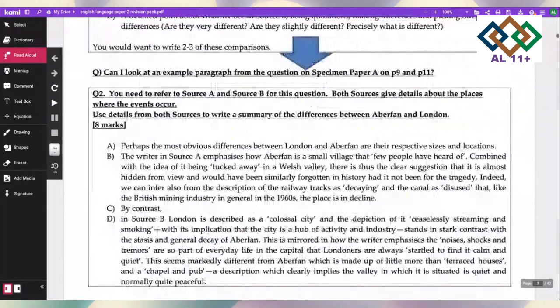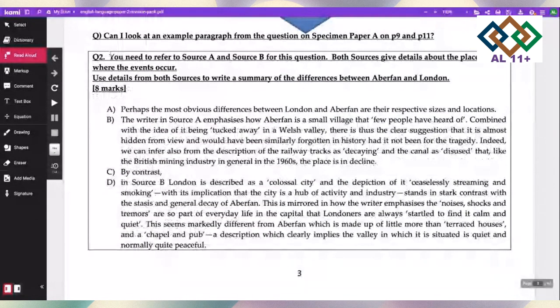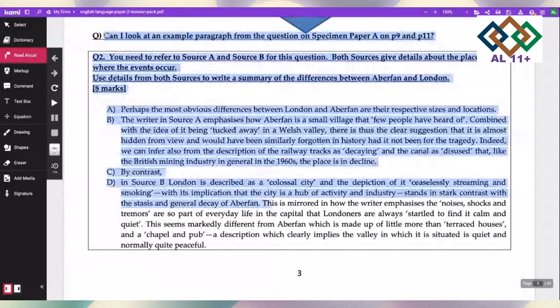So we are going to look at an example now. Let's look at an example paragraph from a question on specimen paper A, on page 9 and page 11. How do you answer it? We have just told you, so let's look at this one and we'll show you how to answer it. Q2. You need to refer to source A and source B for this question. Both sources give details about the places where the events occur. Use details from both sources to write a summary of the differences between Aberfan and London. 8 marks.